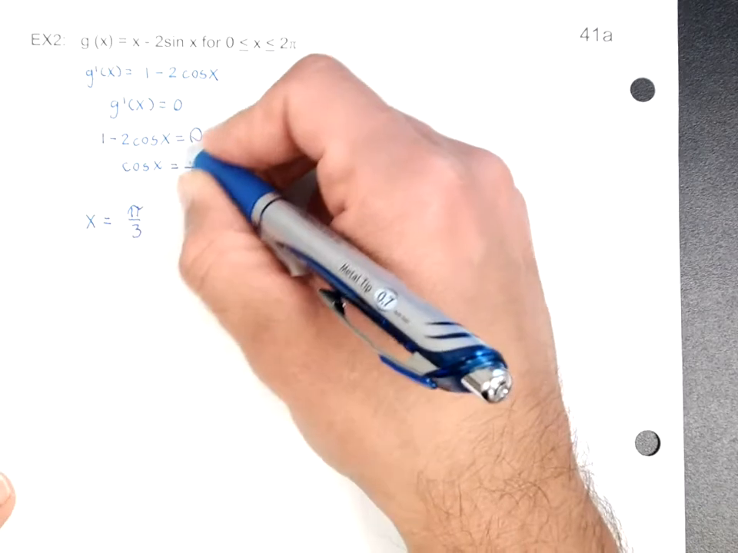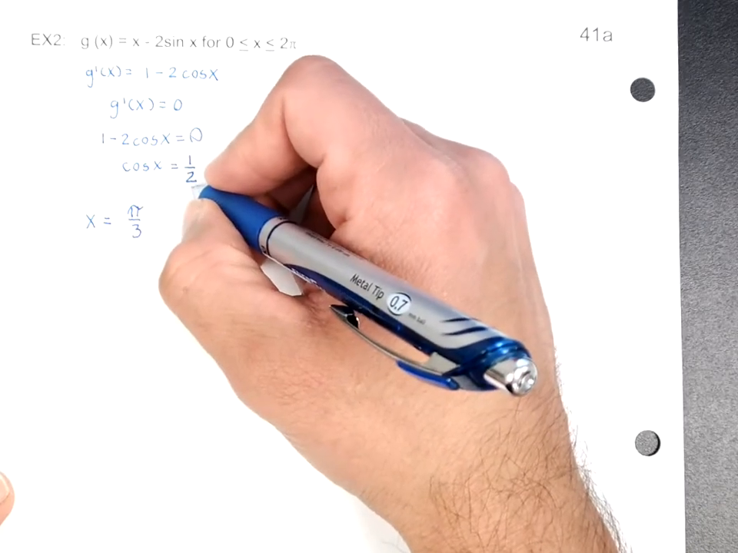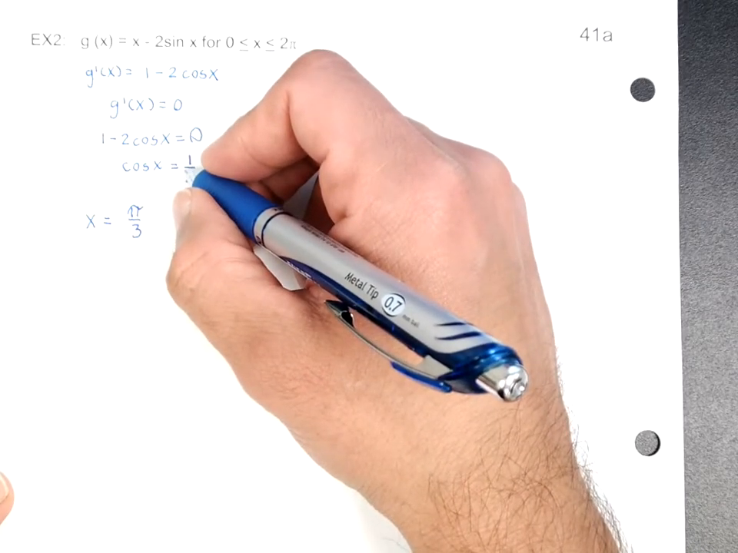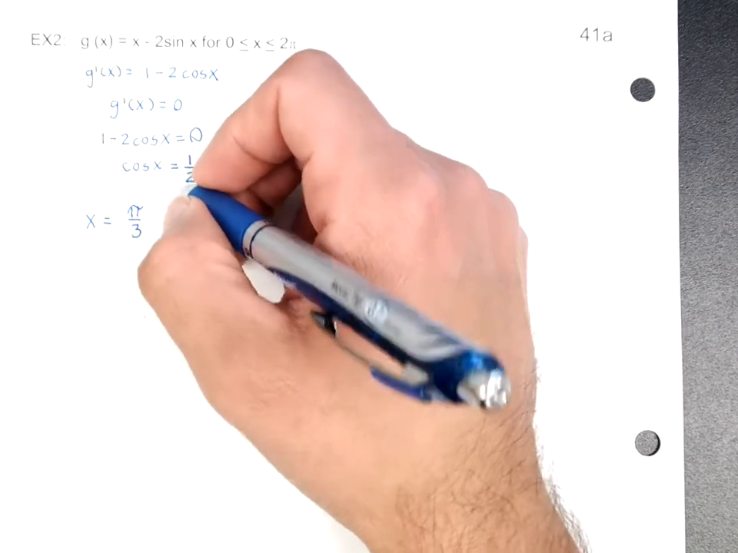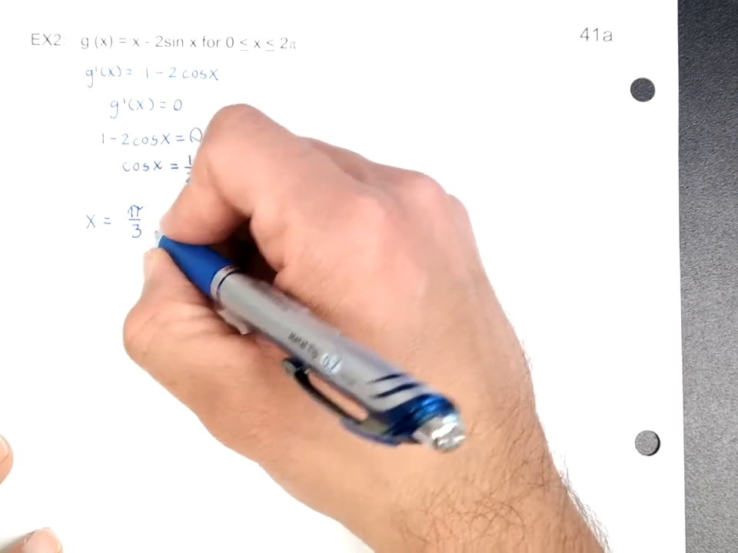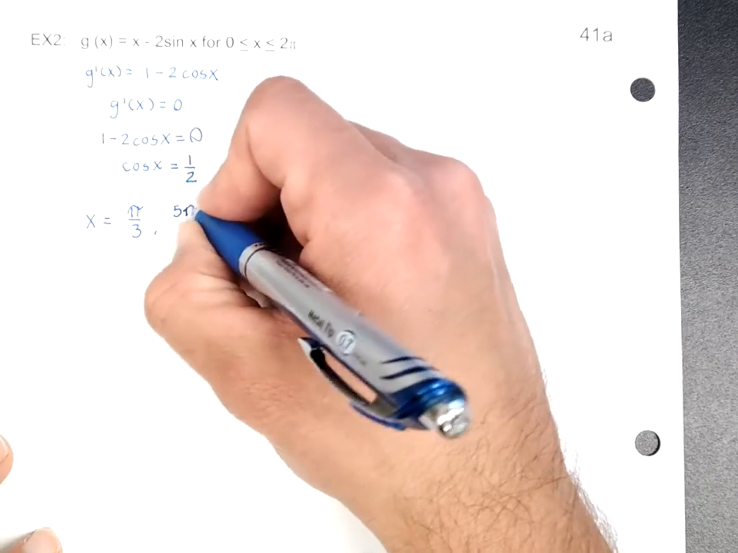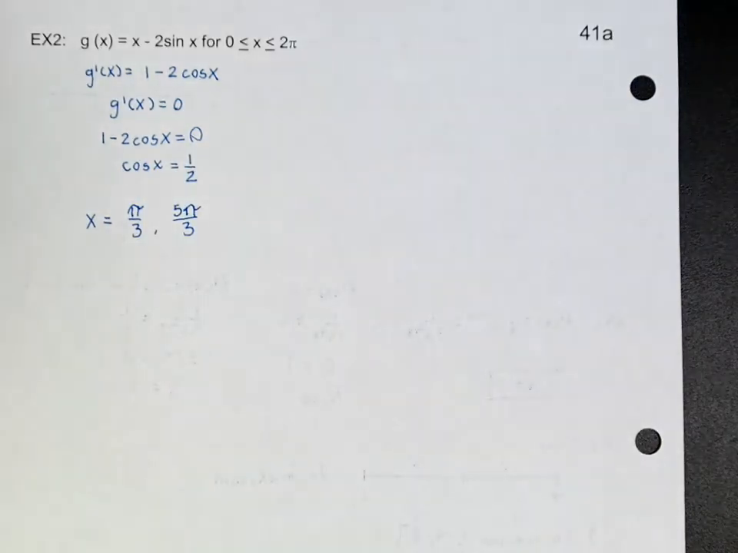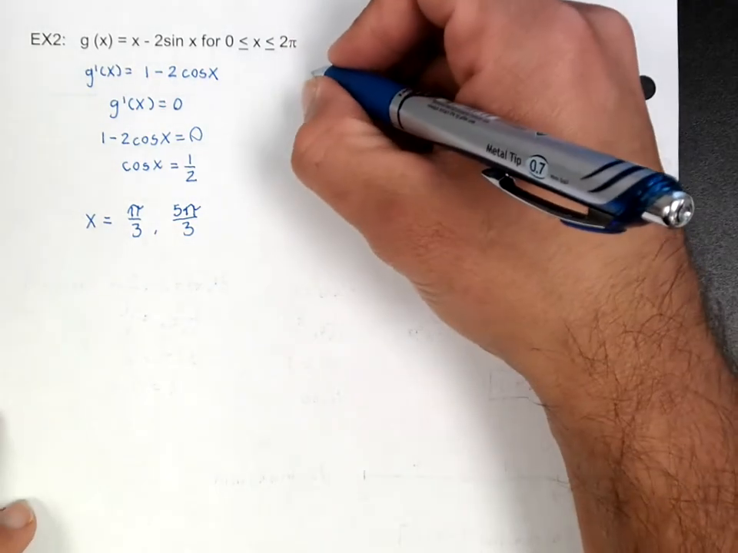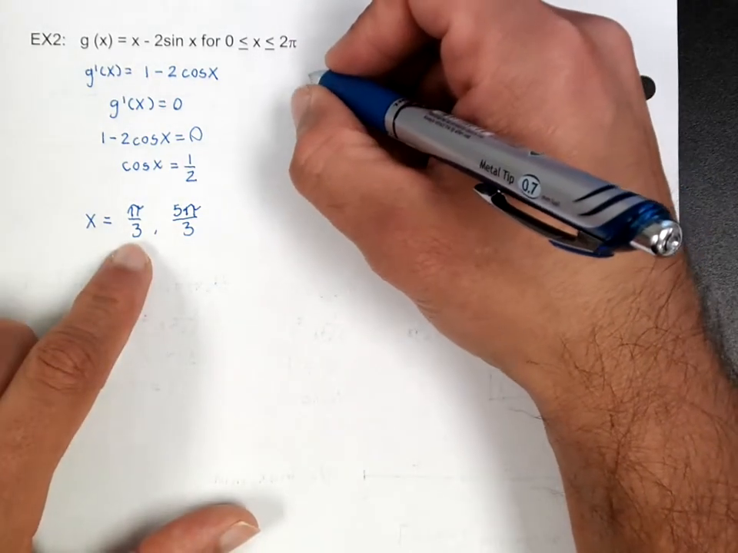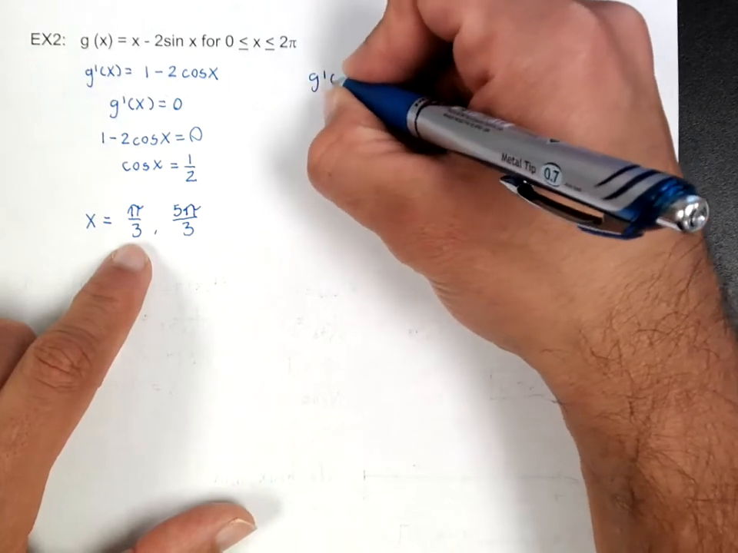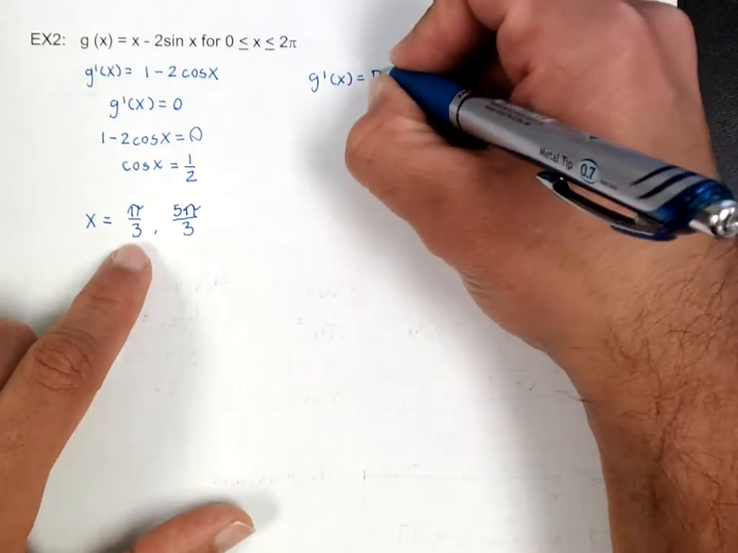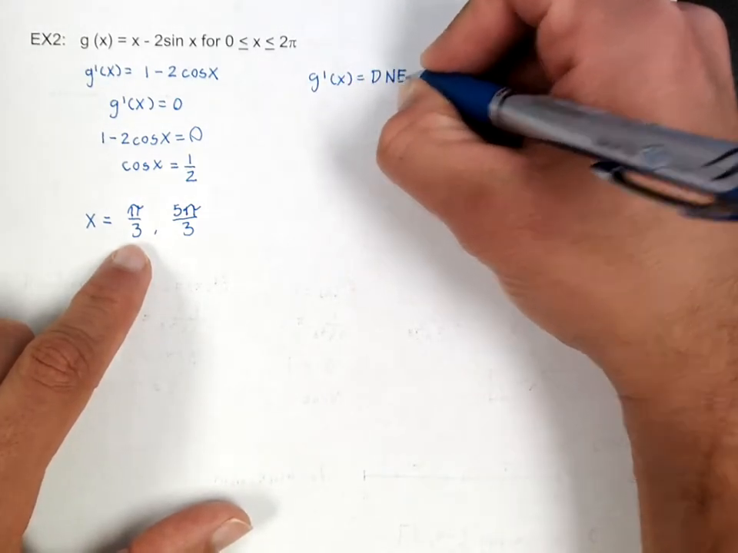And remember, because this is positive, you also have a cosine that's equal to 1/2 in the fourth quadrant, which will make this 5 pi over 3. So again, make sure you review your trig for this. Also, as I'm finished with this part, now I have to figure out where the derivative is undefined, or does not exist.